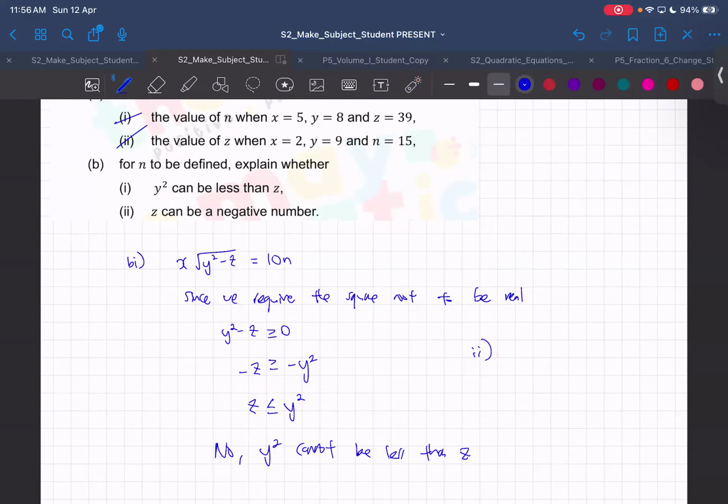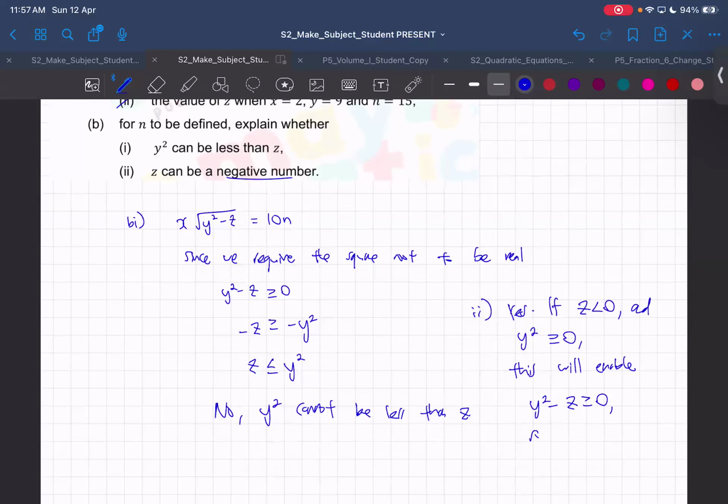Okay, last one. Part 2. Z can be a negative number. So can z be a negative number? Can or not? If z is negative, the minus becomes what? Plus. So the whole thing will still be positive, right? So yes, if z is less than 0 and y square is more than 0, or equals to 0, this will enable y square minus z to be more than 0. Okay, so the square root is defined.